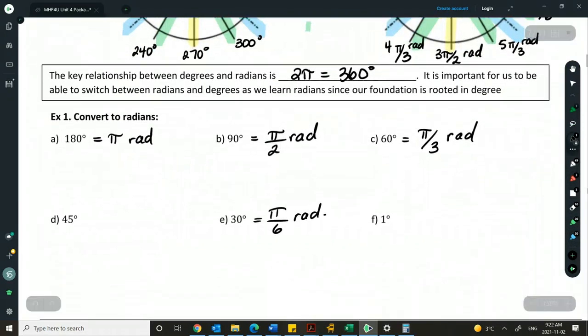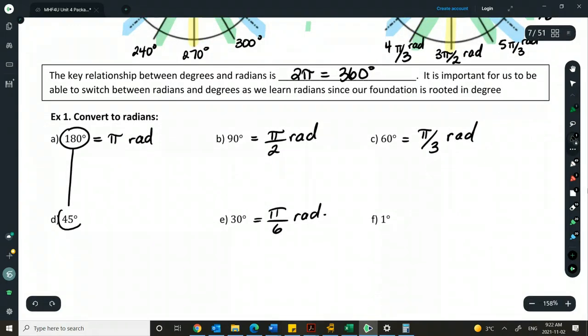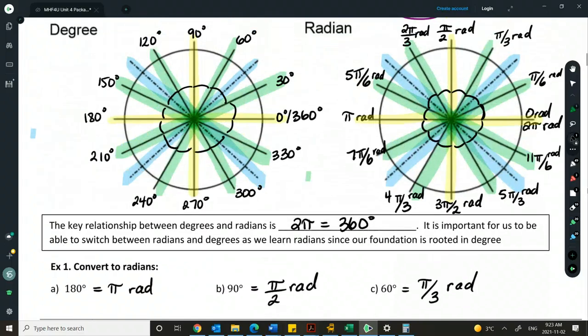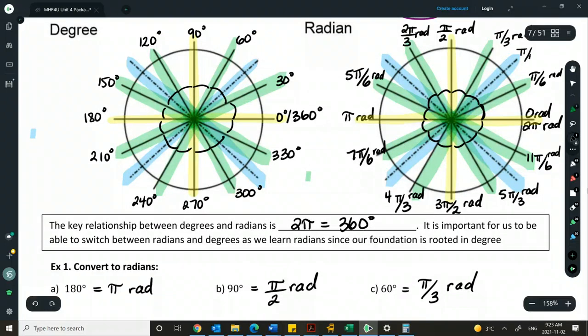Okay, so let's talk about the relationship then between 180 and 45. How can I go from 180 to 45? What's the divisor? What would I need to divide? Billy? Divide by 4, so that means that 45 must be equal to pi over 4. That's what we're going to count by, starting from the first dotted line. So it will be 0, 1 pi over 4 radians.